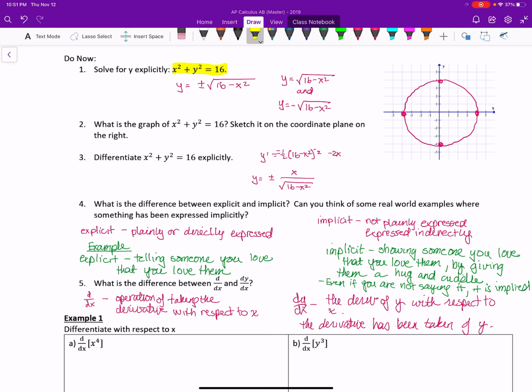Now, I just put in here question 5 as a little bit of a review, just to keep in mind the difference between d dx, which is an operation, and dy dx, which is the derivative once the operation has been taken. So it's saying take the derivative of y with respect to x. That's dy dx, where this d dx means, all right, take the derivative of whatever comes next with respect to x.